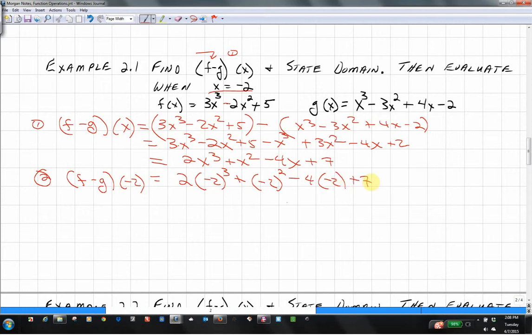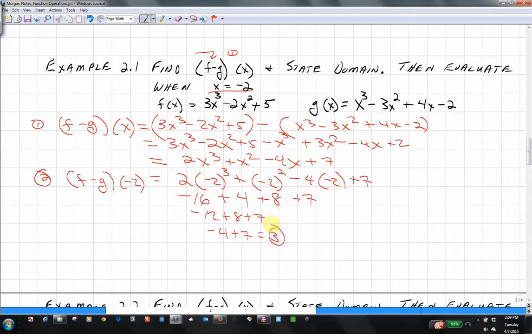Negative 2 cubed is a negative 8. Negative 8 times 2 is a negative 16. We have a negative 2 squared. That would be plus 4. I have a negative times a negative, that would be plus 8. And then I have plus 7. So I have a negative 16 plus 4. Okay, so that's a negative 12. Now I have a negative 12 plus 8. That's a negative 4 plus 7. So that's going to be 3.